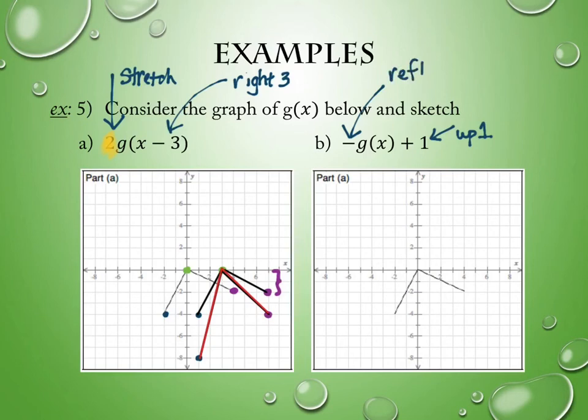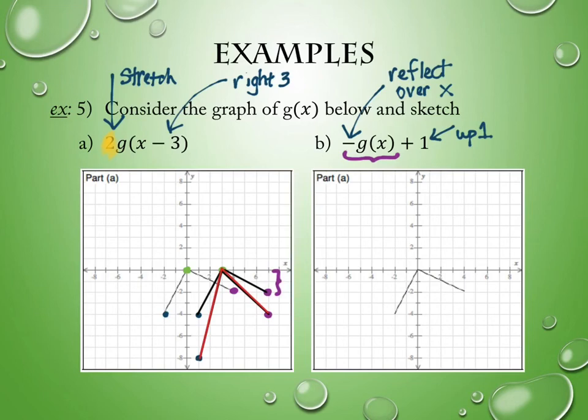It's a reflection first. Does it reflect over x or over y? X. When it's a negative on the outside, it reflects over x. We can do the reflection first because, in fact, it's a good idea to do the reflection first because we move from the inside out, and the negative is most closely associated with our function. So let's reflect first, and then we'll shift up.